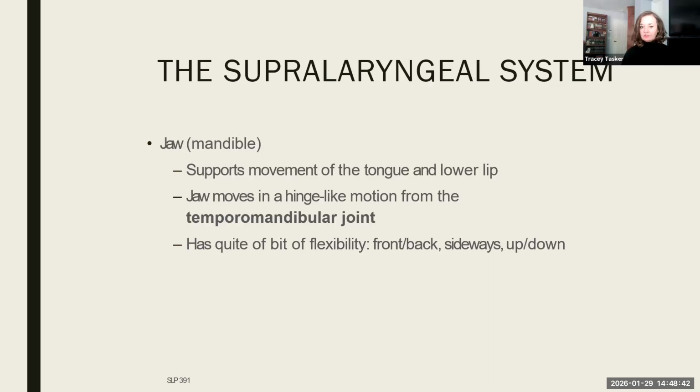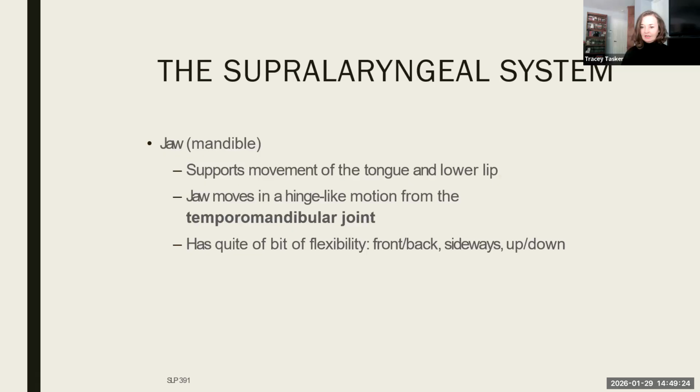Continuing on with our supralaryngeal system is our jaw, and our jaw is very important. If you ever take advanced training to help children or adults with motor speech disorders, there are a few different types of training programs that are pretty popular. One is called PROMPT, and another one is called dynamic temporal tactile cueing. These two motor speech methods are often used to treat children with childhood apraxia of speech, which is a motor speech disorder, and they focus a lot on the supralaryngeal system and the jaw.